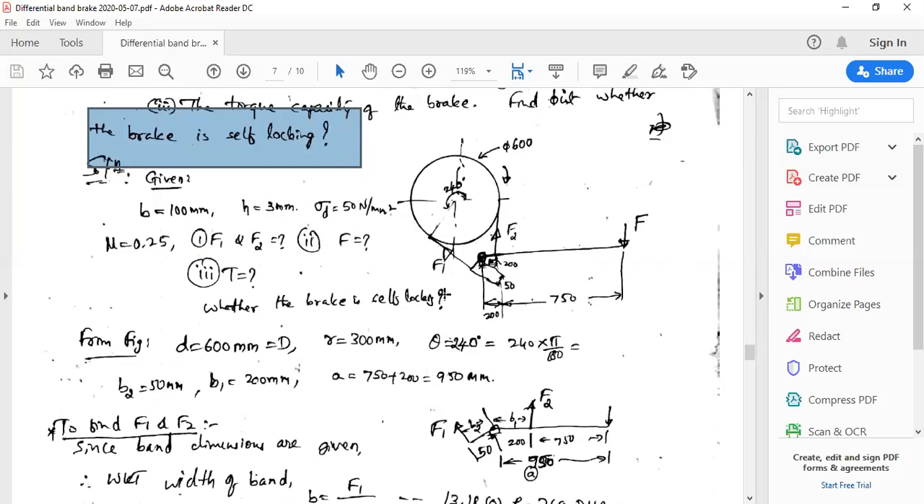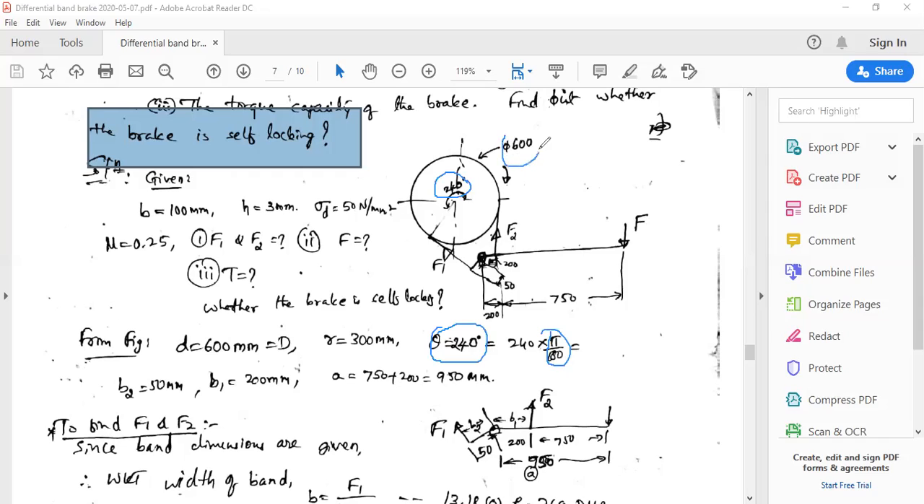Initially we have to list out the given information and also some of the parameters that we have to note from the figure. See here the value of theta, that is the angle of wrap or angle of contact, the angle subtended by this arc where the belt just leaves the pulley. This is 240 degrees, and we convert it into radians by multiplying by pi by 180.